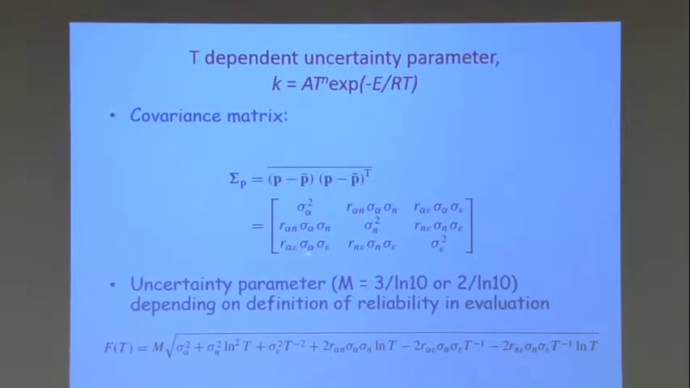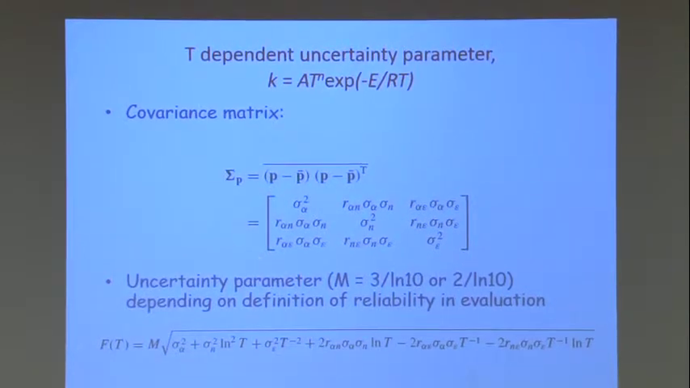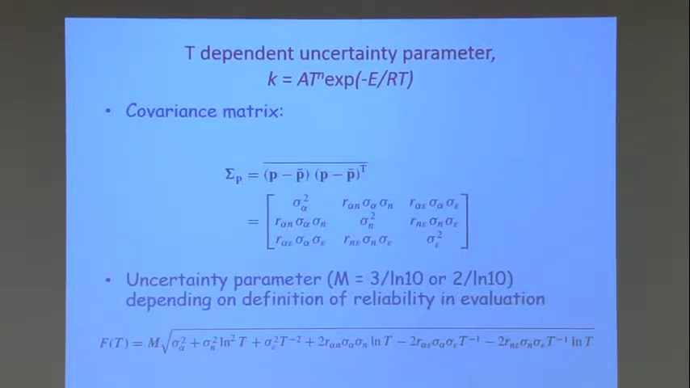And so what they do is they start to use this uncertainty matrix here, this correlation matrix, where these are the determined variances for the rate constant for A, for n, and for the activation energy. And these are the covariances over here. And then what they can do is define the uncertainty statistically in terms of this matrix. And this is a definition of that uncertainty in terms of the variances themselves, but also the covariances here. And this quantity m depends upon whether you want to make that uncertainty 3 over log 10 or 2 over log 10 in your definition of the reliability of the evaluation.